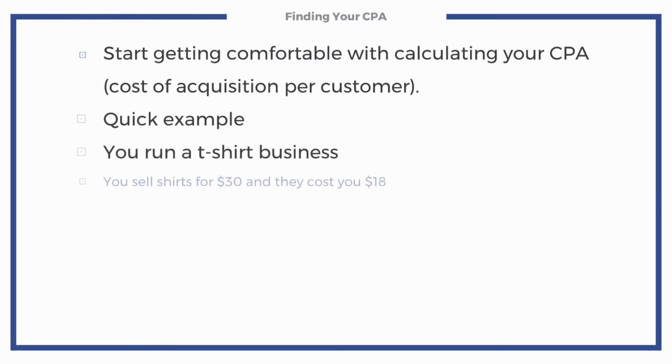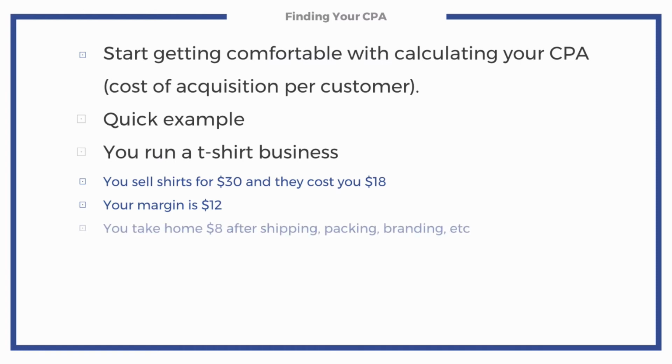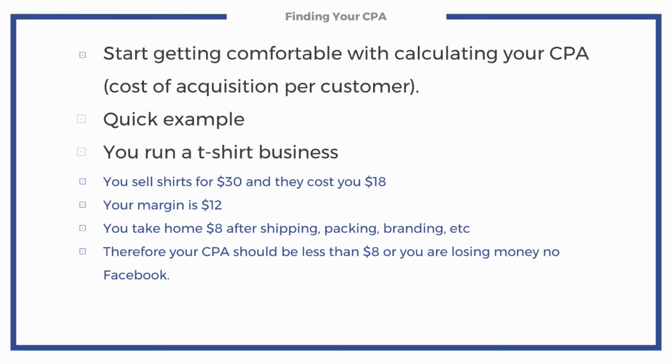You run a t-shirt business. Say you sell a shirt for $30, but they cost you $18 to make. That's including the physical shirt and the printing of it. Maybe the shipping, I don't know. Your margin is $12 then. So you take home $8 after shipping, packaging, branding, and all that, getting it to the customer. Therefore, your CPA should be less than $8, or you're going to lose money on Facebook.